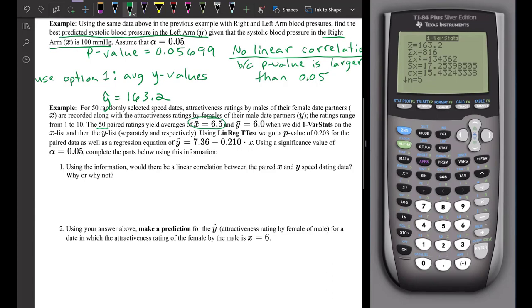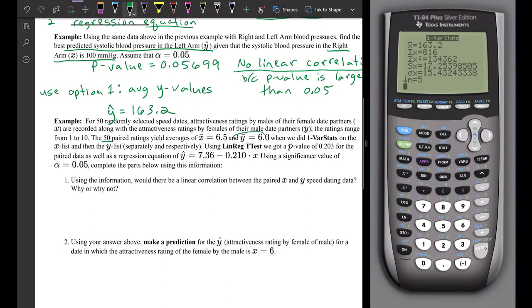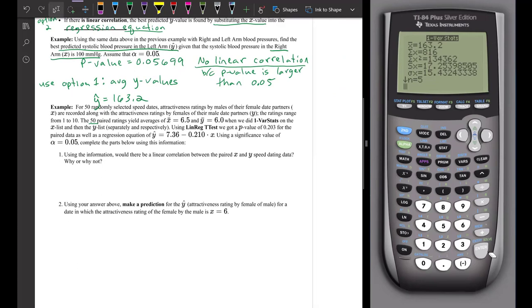And the average of all the women's ratings ended up being 6.0. So you see the men were already on average more generous than the women were with their ratings right off the bat. But anyway, they did use LinRegTTest to get a p-value of 0.203 for the paired data. And then they got the regression equation to be 7.36 minus 0.210 times x. It says use the significance of 0.05 and complete the parts below.